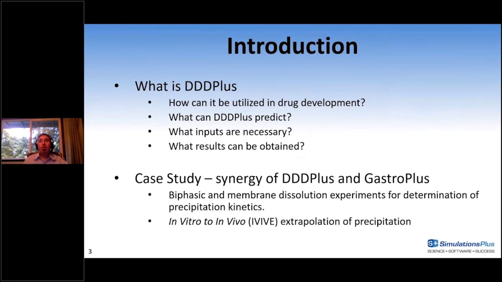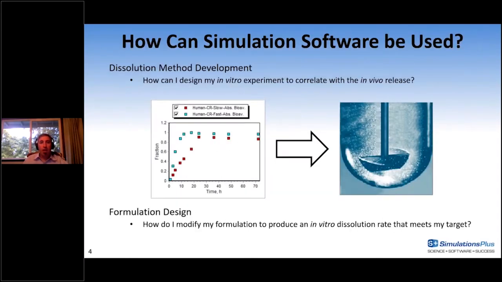So how can the simulation software be used? Well, it can be used for dissolution method development. So you could ask a question, how can I design my in vitro experiment to correlate with the in vivo release? If you're able to deconvolute the in vivo release profile using our GastroPlus IVIVC module, and you know what your in vivo release is for your drug product, you can then see how you might modify your in vitro experiment to match that in vivo release.